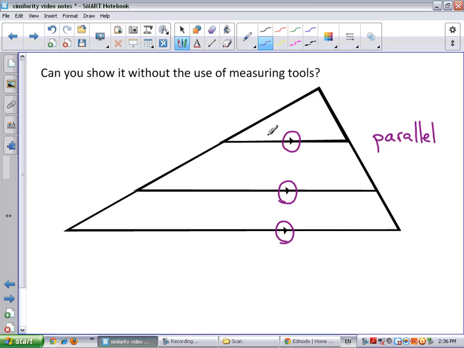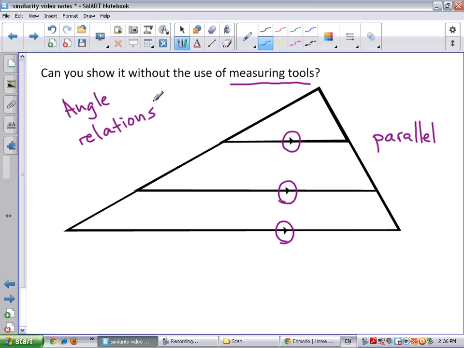And because those are parallel, we're able to make a couple statements. Because there's no measurements for the sides that are given to you, there's no even angle measurements that are given to you in terms of numbers here. So without the use of measuring tools, we have to be able to use angle relationships to make this claim that those triangles are similar.